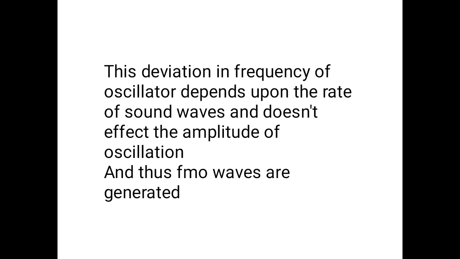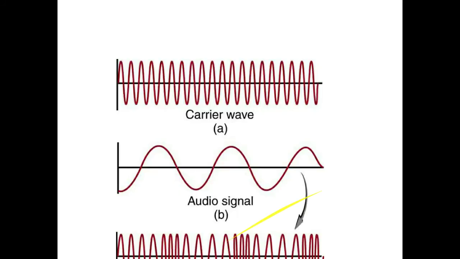Now, this deviation in frequency of the oscillator depends upon the rate of the sound waves, and it does not affect the amplitude of oscillation. We have learned in the basics that in the frequency modulation process, other than frequency, amplitude and phase will remain constant. That's why he is telling that the deviation in the frequency depends upon the rate of sound waves, but it does not affect the amplitude of oscillation, and thus FM waves will be generated from this circuit.